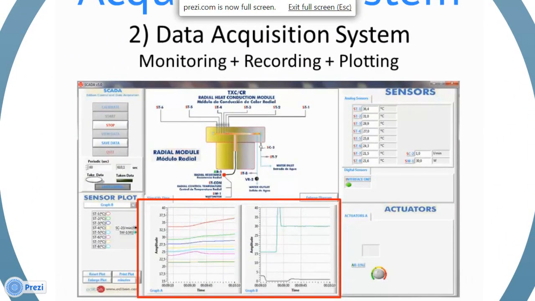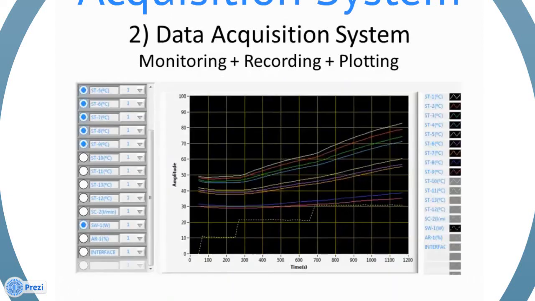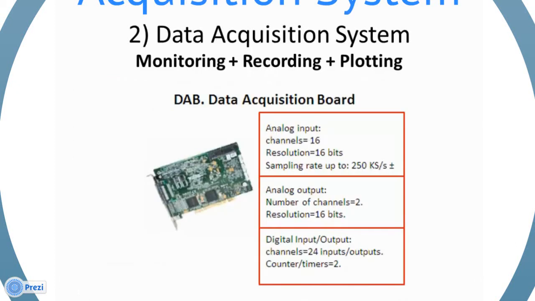The data acquisition system in our computerized units monitors and displays the data, records and stores the data, and plots or graphs the data. The data acquisition board has no control over the unit. It only records the data samples in the computer rather than the old-fashioned way of the student manually logging all of the data points.